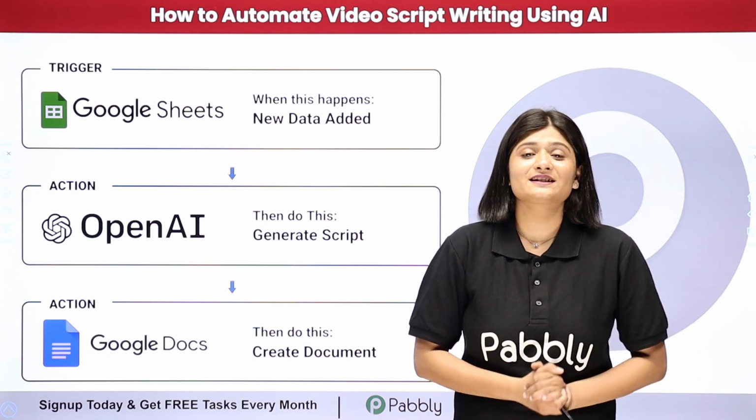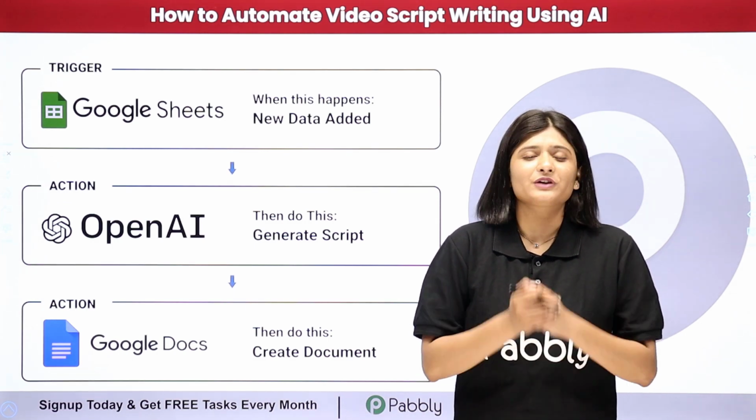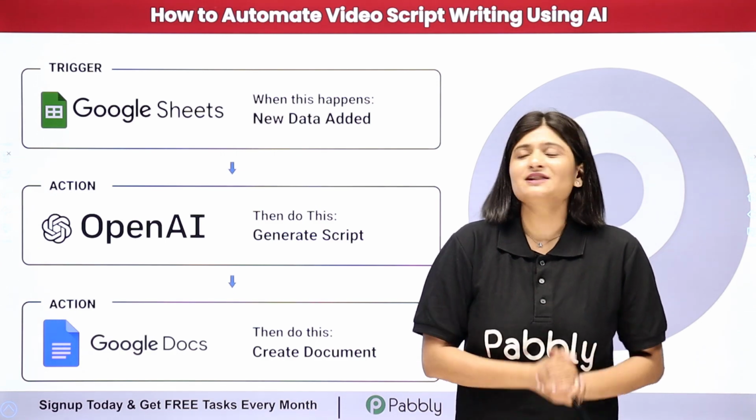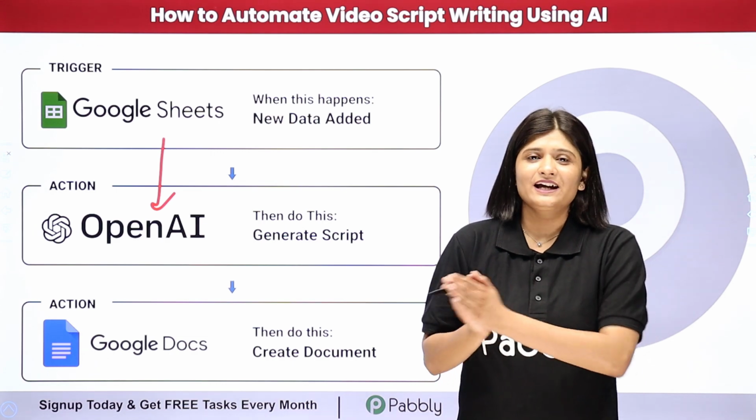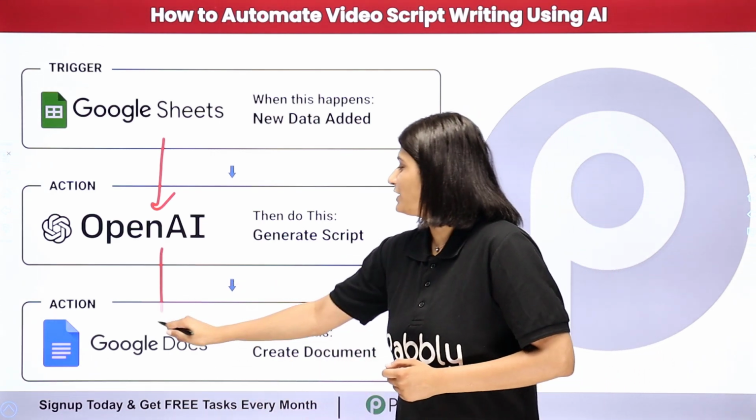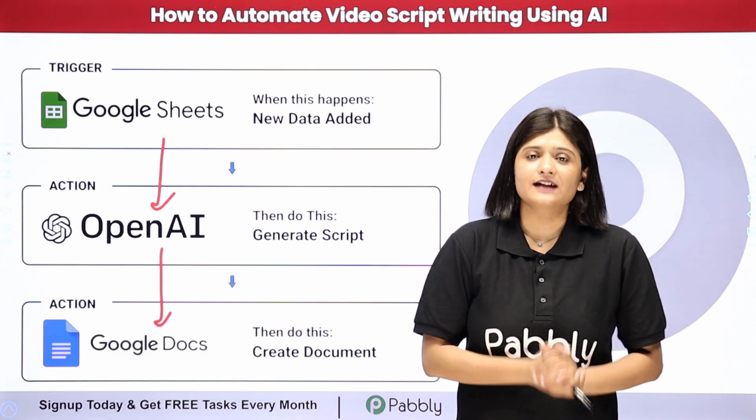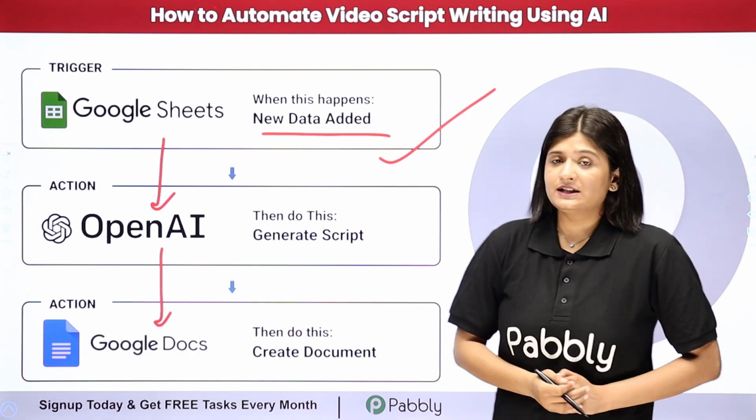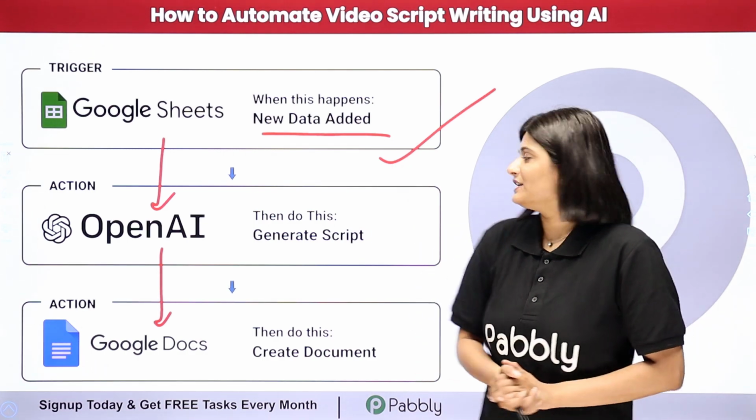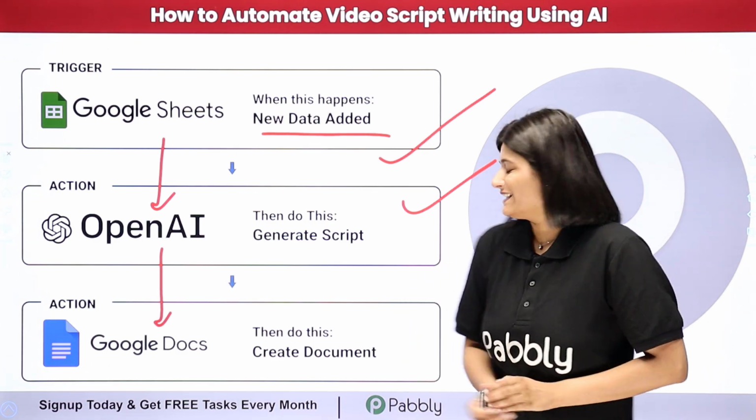Pabbly Connect is an amazing automation and integration software which requires no coding or programming skills. Here I just need to build a connection between Google Sheets, OpenAI as my AI agent, and then Google Docs. With the help of Pabbly Connect, I am going to build this connection in such a way that whenever I add new data in my Google Sheet spreadsheet, the script will be automatically generated with the help of OpenAI and the Google Doc will be automatically created.